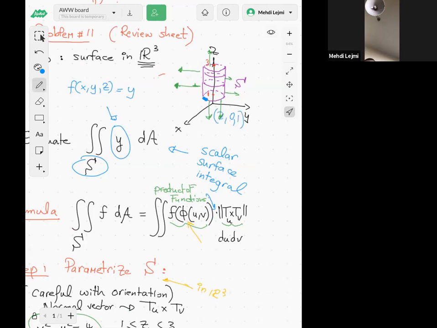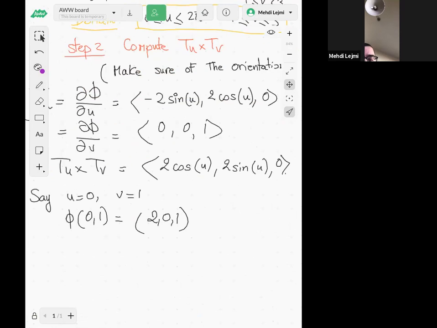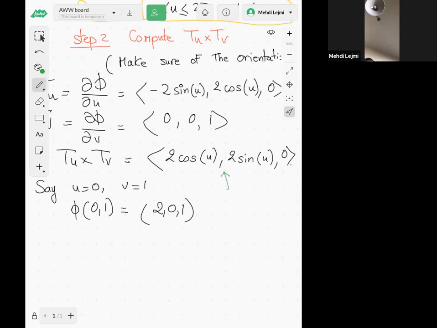And at the point 2, 0, 1, the normal must be outward, like in this direction here. So what's the normal at the point 2, 0, 1? Let's see. The T_u cross T_v is this. That's my normal. This is my normal vector, right?